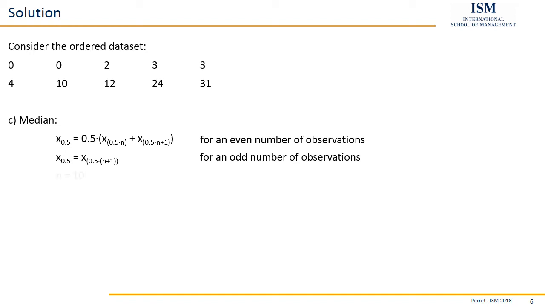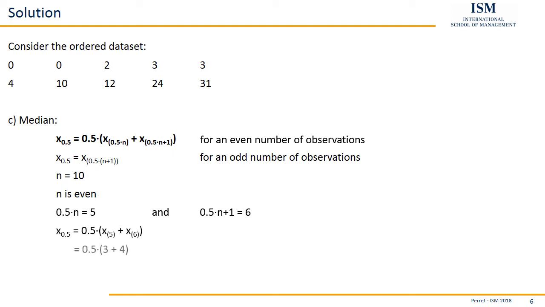Here, as we said, we have 10 observations, so we have an even number of observations, meaning we need to use the first formula. For the first formula, we have the two indices, 0.5 times n, which is then 5, and 0.5 times n plus 1, which is actually 1 larger, so it's 6. Meaning we need to consider the fifth and the sixth observations, add them up, and multiply them with 0.5, or divide them by 2.